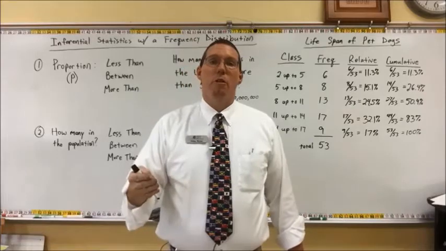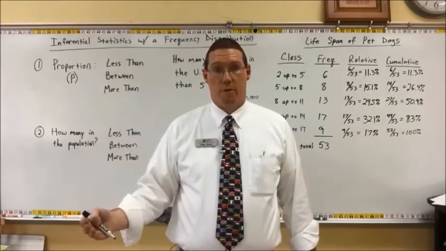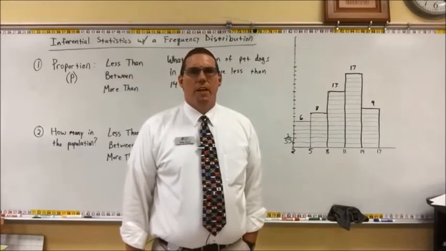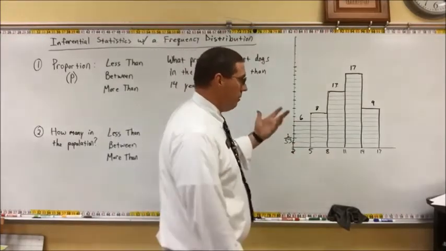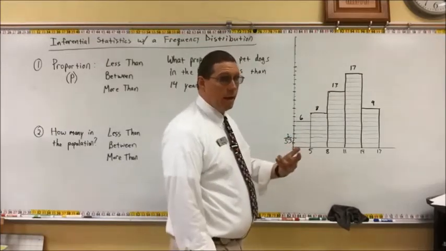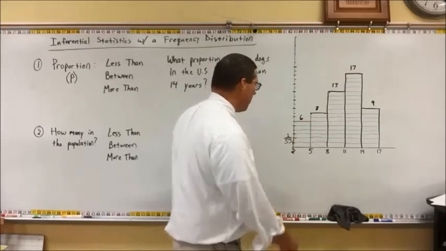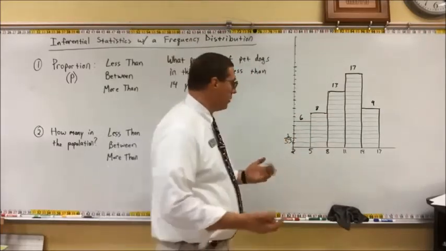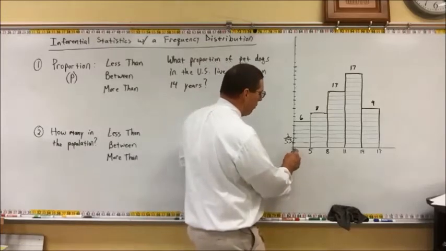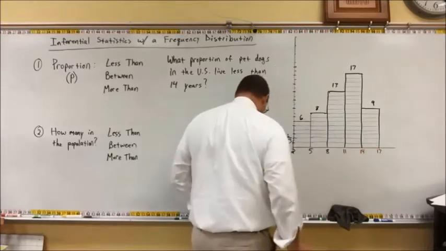Okay? Let's now look at how we can answer these same questions with a histogram. All right, folks, what I've done here is I have taken the same information about pet dogs and how long they have lived, okay, and I've turned it into a histogram. So you can see here that my scale is 1 out of 53 because there were a total of 53 observations, that my classes run from 2 to 5, 5 to 8, 8 to 11, 11 to 14, and 14 to 17.